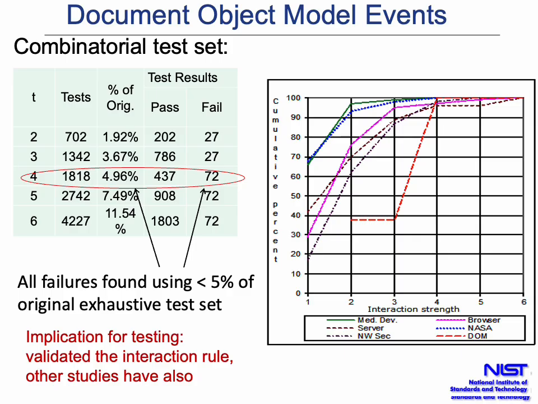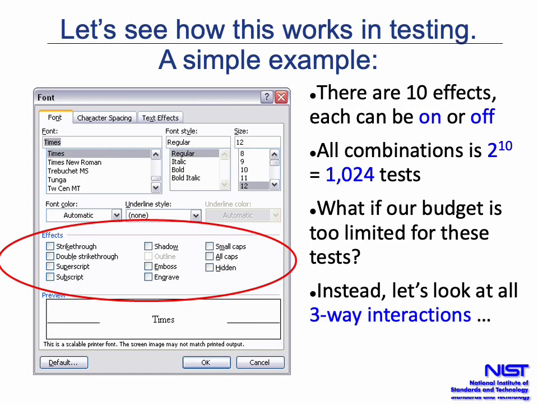So this is an important result documenting that the approach is very useful, and in this case, again, less than 5% of the tests that were needed for exhaustive testing were able to detect all of the failures that were involved. So let's look at a simple example to see how this works in practical testing.